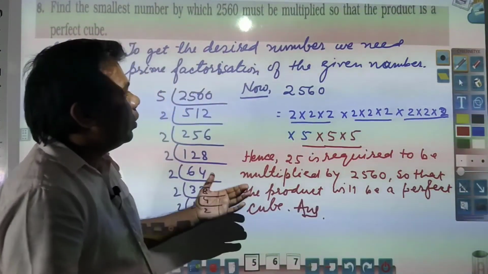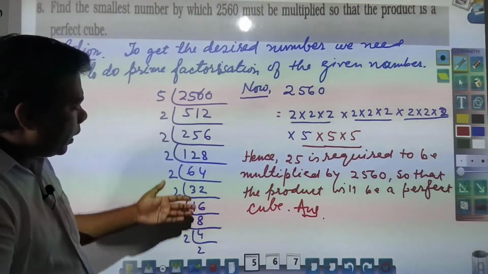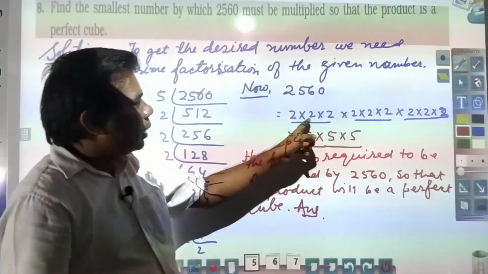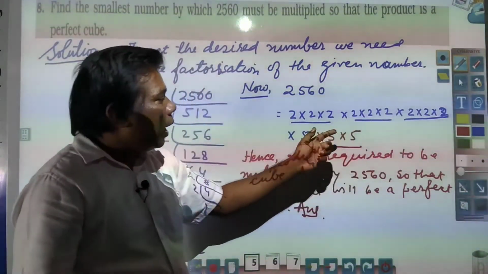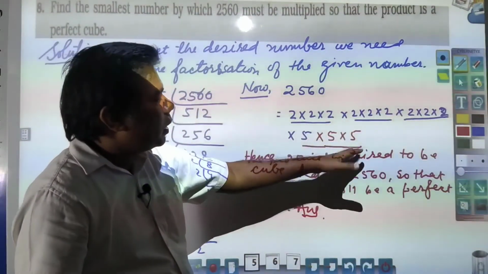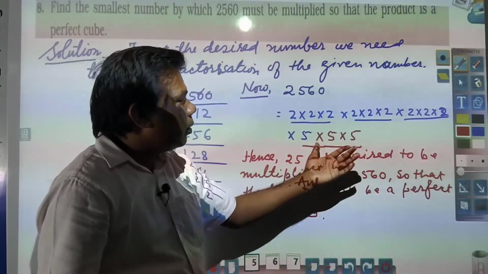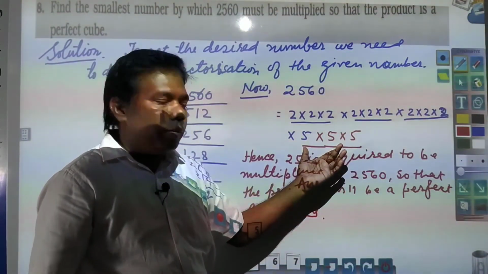So simply what you need to do, need to do prime factorization, and then you need to see whether the triplet of equal factors is coming or not, and if it is not coming, which number is required to be multiplied so that it will become a triplet of the same number.